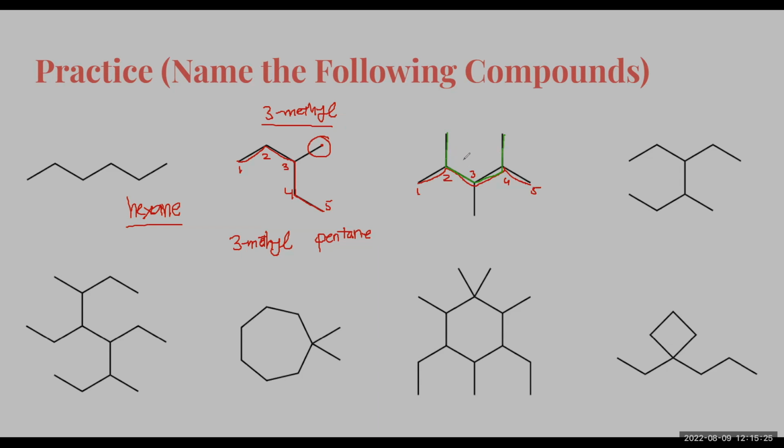And then I'm going to identify each substituent. So there's going to be a 2-methyl. There's also a methyl at the 3rd position. And we also have a methyl at the 4th position. So I'm going to put that one up here. This is a 5-carbon chain, so I'm going to say that this is going to be a pentane.